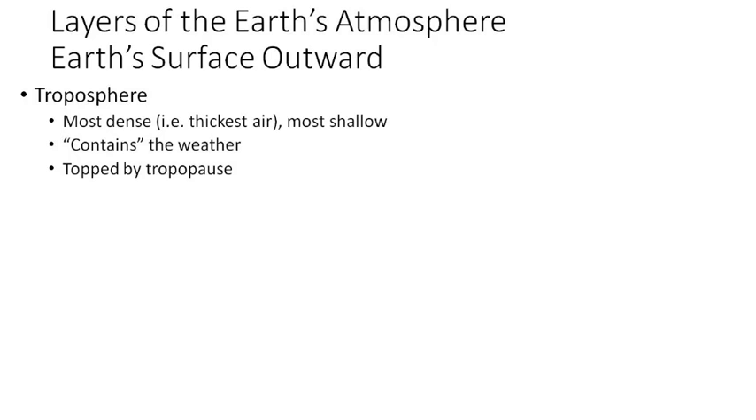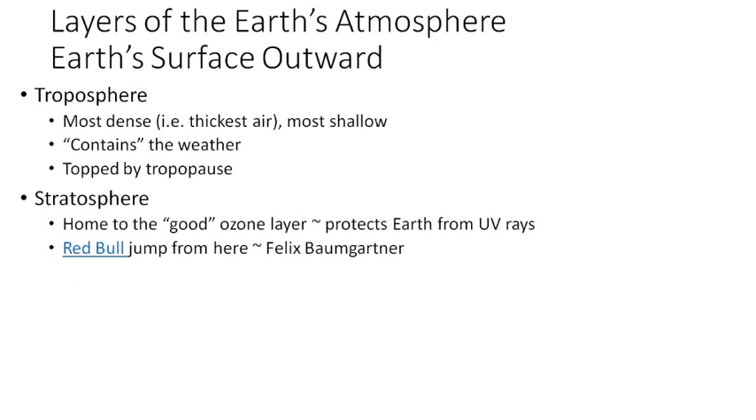The troposphere is topped by what we call the tropopause. Tropopause. You're going to see the word pause as something that tops the other horizontal layers of these atmospheric layers. So above the tropopause, actually troposphere, tropopause, we have the stratosphere. The stratosphere is home to that variable gas, the ozone.